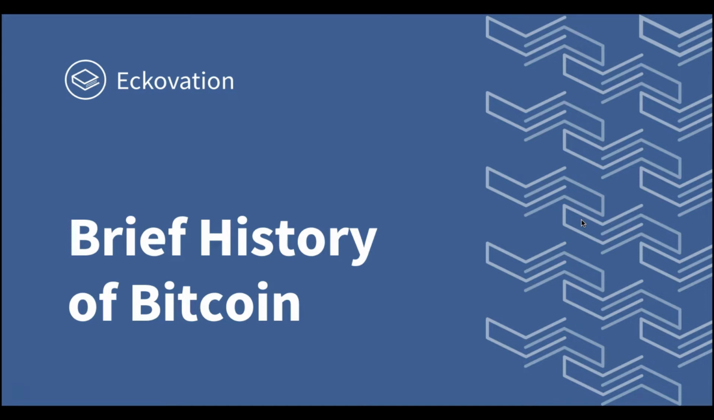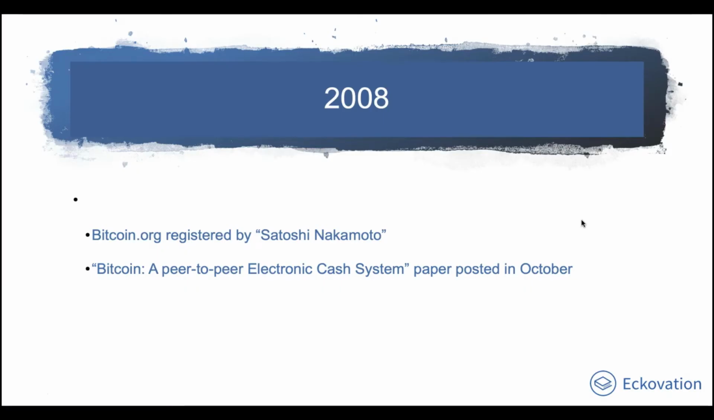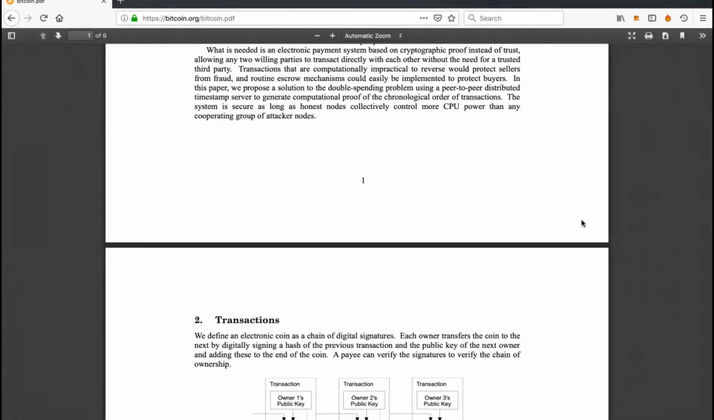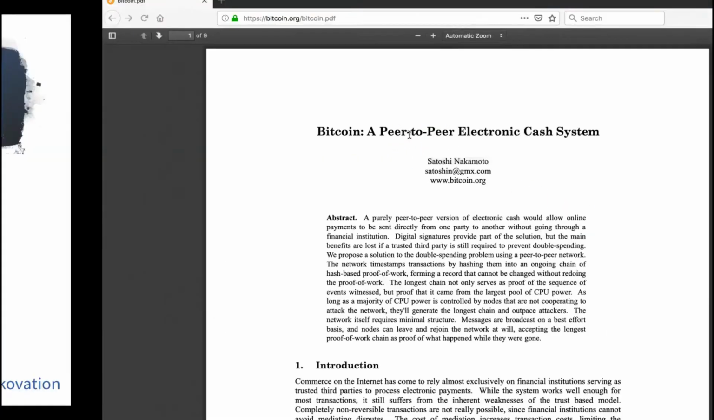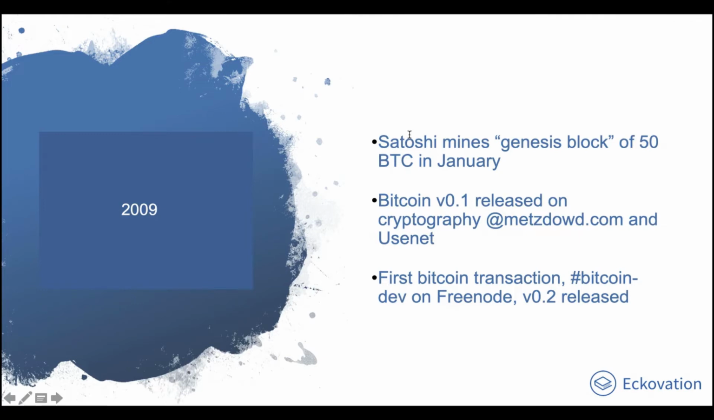Before we move forward, let's understand a little bit of the academic perspective, that is the history of Bitcoin. As mentioned, the first white paper was published in 2008 by Satoshi Nakamoto, written as a peer-to-peer electronic cash system. In January 2009, Satoshi mined the Genesis block of 50 Bitcoin. What is the Genesis block? As we know, blockchain is a collection of blocks linked to each other. The first block in the blockchain is called the Genesis block.